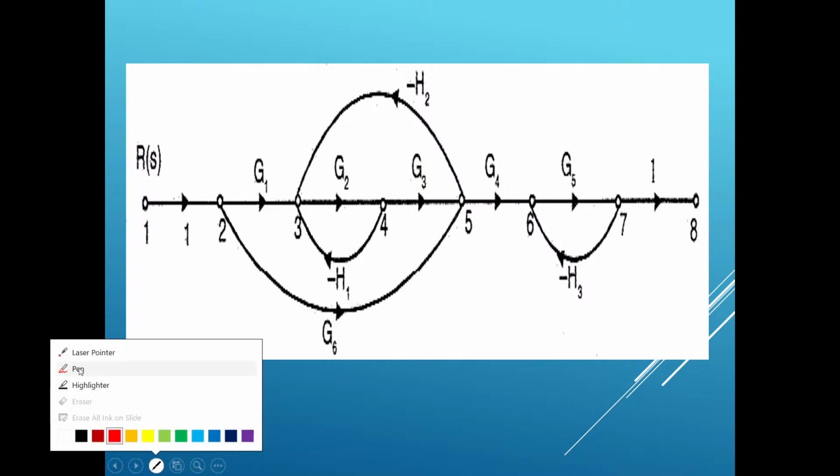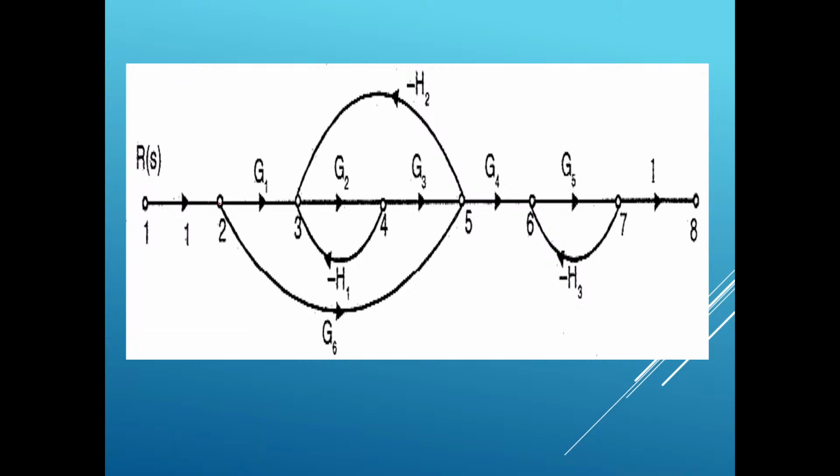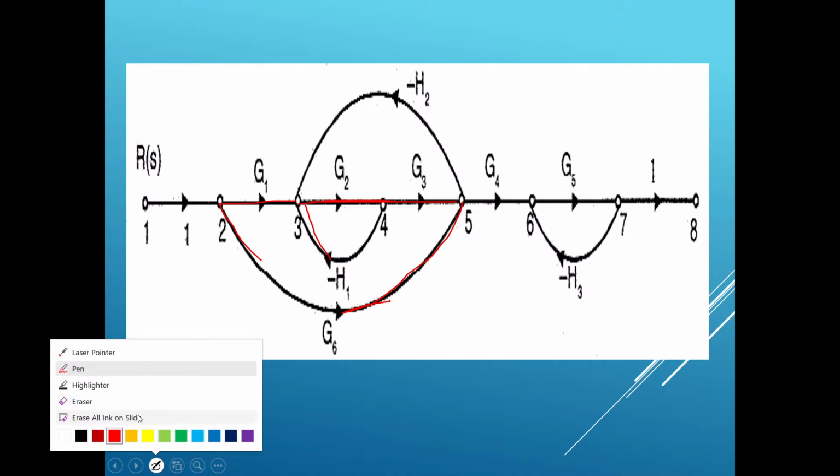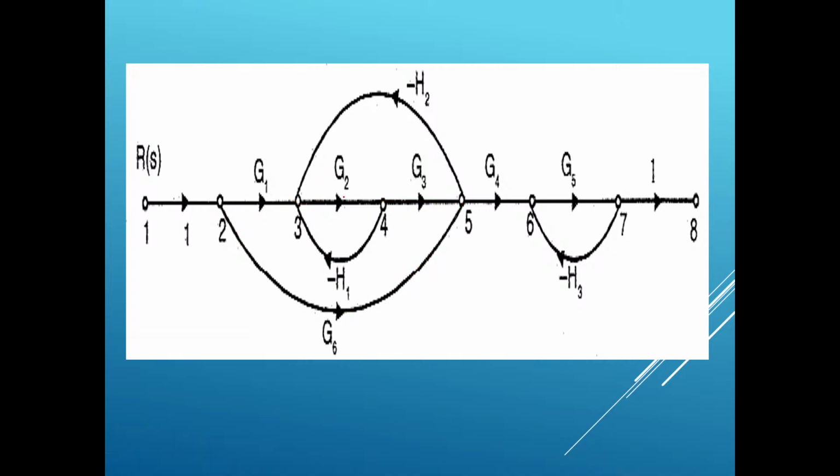If you carefully observe here, from 1 to 2 there is no loop. From 2 to 3, there is another branch connected to 2, so let us check whether it's a loop or not. From 2 to 3, 3 to 4, 4 to 5, from 5 is it returning back? No, it's not returning back, so this is not a loop. There should be a return path for the loop to exist.